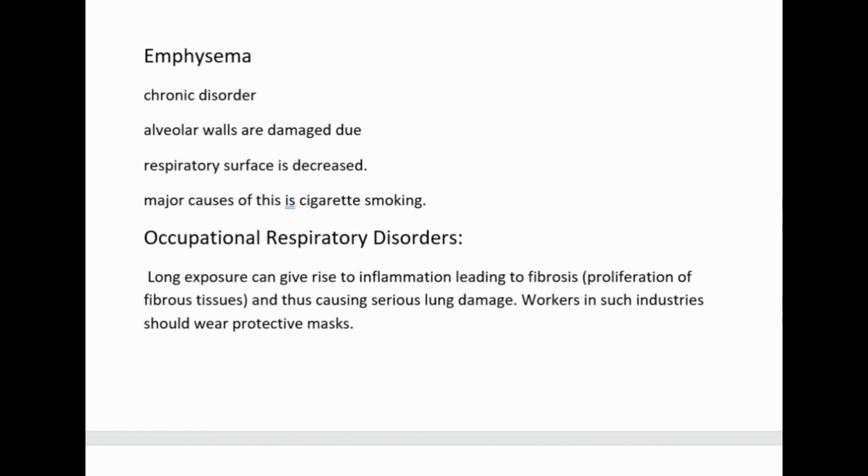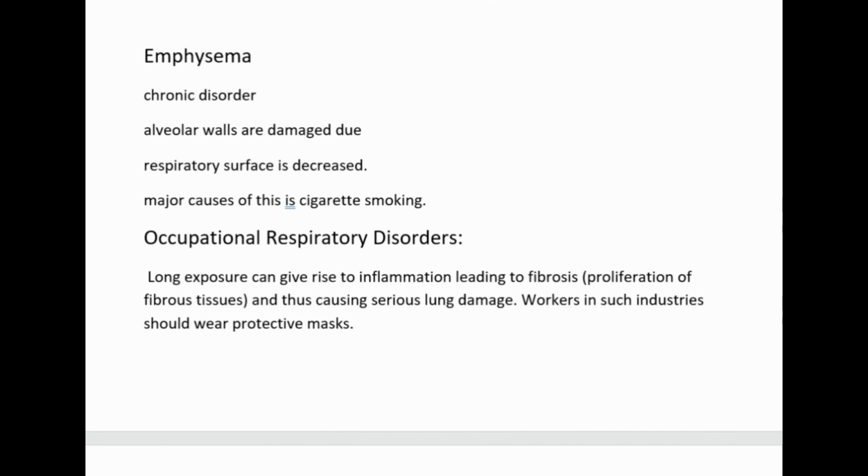The next condition is emphysema. Emphysema is because of the decreased respiratory surface area. I told you that respiratory surface area is an important factor that affects the diffusion capacity, isn't it? Diffusion of gases is directly proportional to the surface area of the respiratory membrane. So once diffusion is less, the exchange of gases cannot occur efficiently. This leads to a chronic disorder known as emphysema. The major cause of emphysema is cigarette smoking.